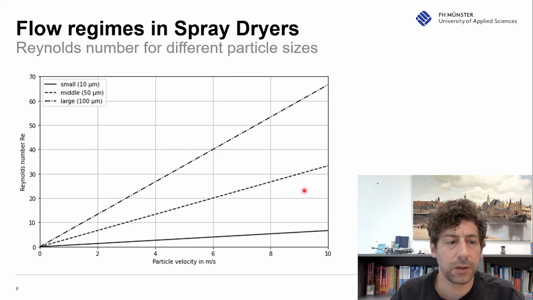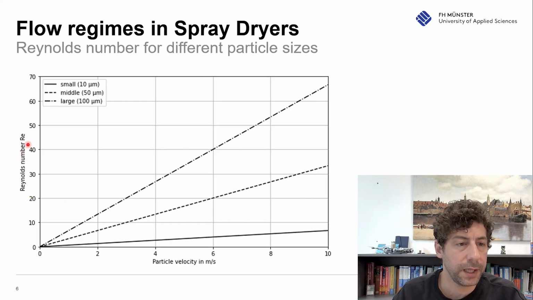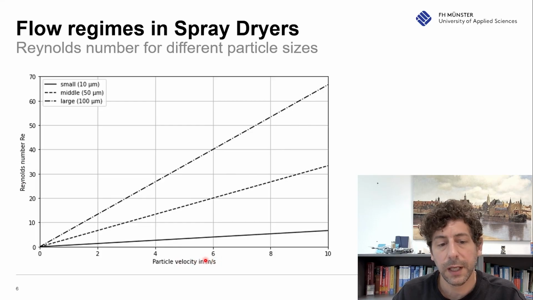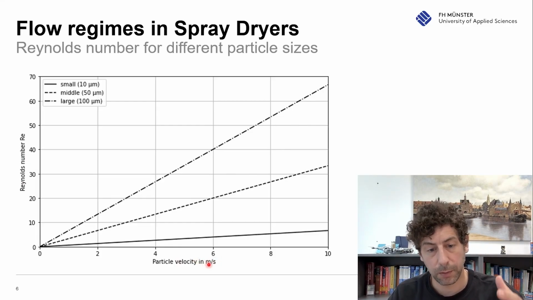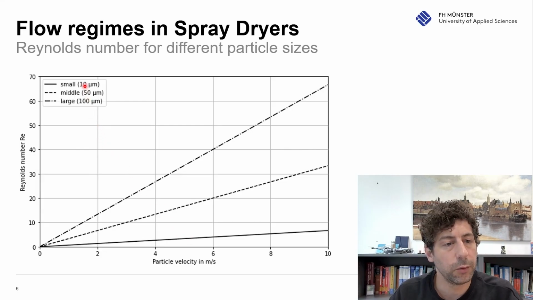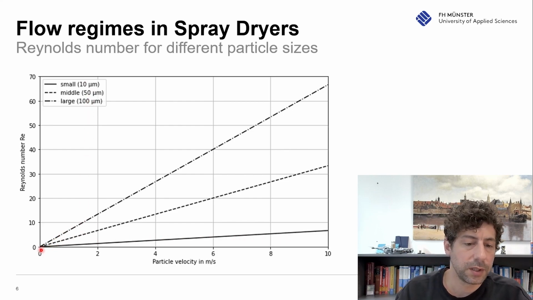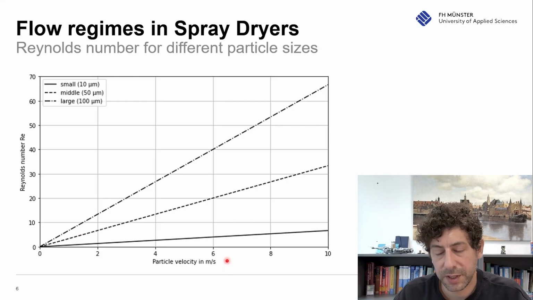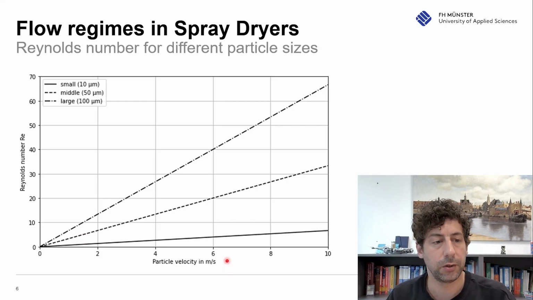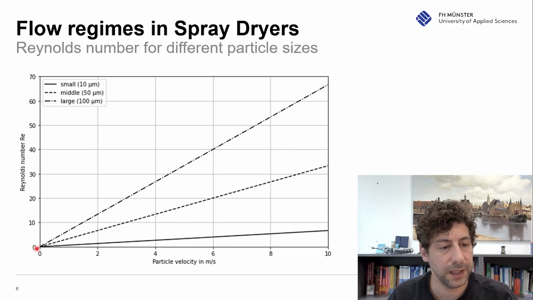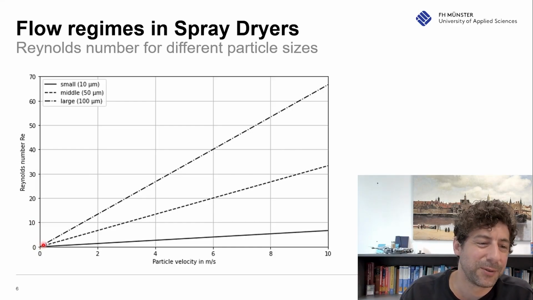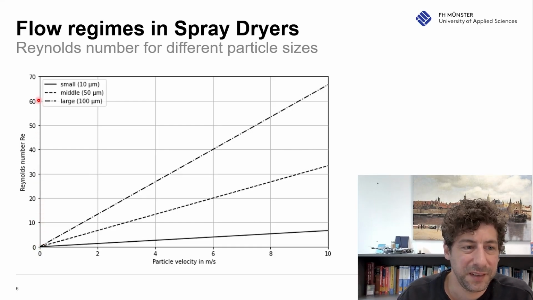And if we take now a look at typical values, so a very simple diagram, we have the Reynolds number here, we have the particle velocity, and this is the particle velocity of a droplet or powder in a spray dryer. And here we have typical sizes from small droplets to middle to large droplets, so 10 to 100 microns, and typical velocities, which is 0 till 10 meters per second, so there's also a larger range, but these are quite typical values. And if we calculate now the Reynolds number for these particles, you see that we have values between 0, well, not 0, but a little bit larger than 0, and something up to 50, 60.